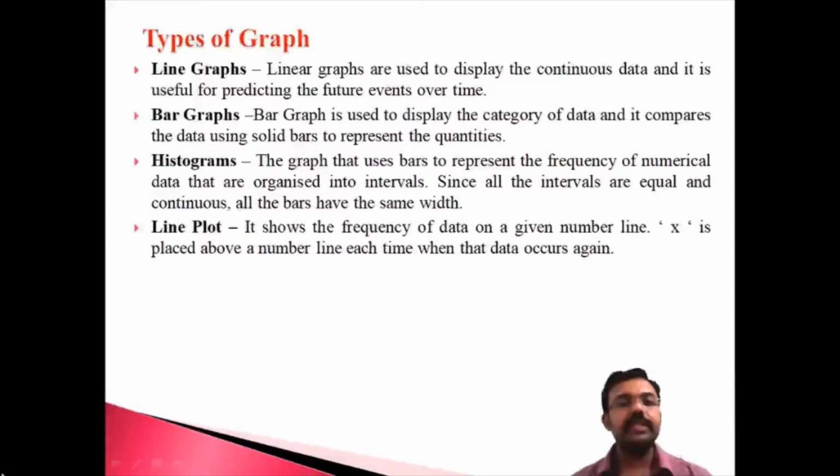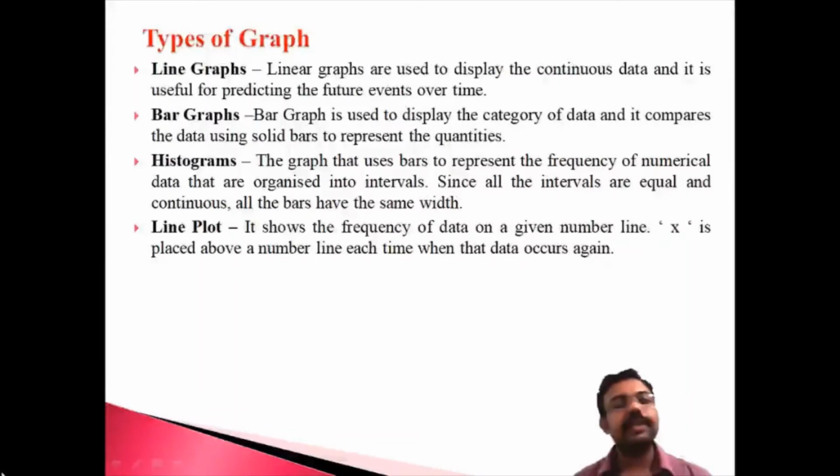So you can capture the entire information line-wise and connect the data for future information. For predicting the future, the line graph is mainly used for prediction. That's the first category of graph, known as the line graph. The line graph is used to display continuous data, and it is very useful for the future.